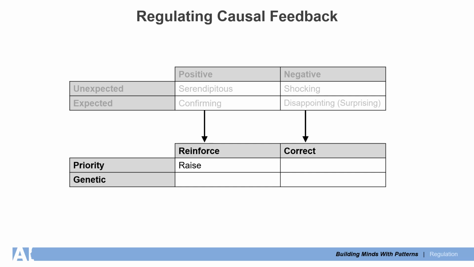To reinforce confirming feedback, raising the priority of a behavior to make it more likely to be selected in the future is one regulation approach. A corrective approach for disappointing causal feedback is lowering the priority of a behavior. A genetic approach to regulating confirming causal feedback is to recombine a behavior with other successful behaviors. And a genetic approach to correcting disappointing or surprising causal feedback would be to mutate the behavior.